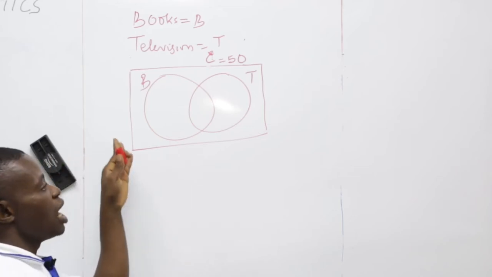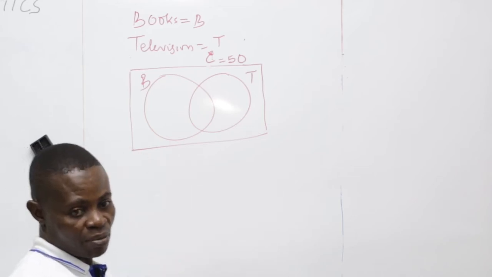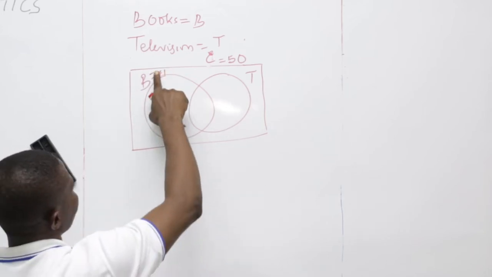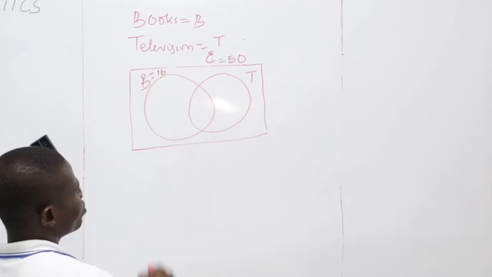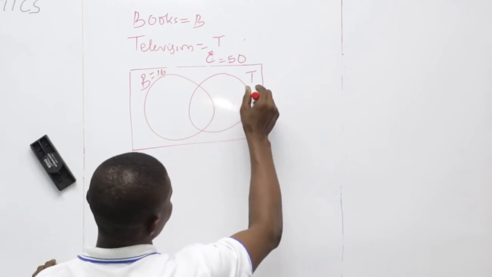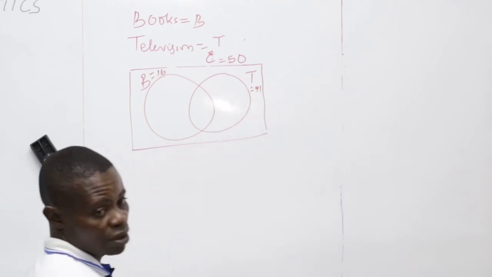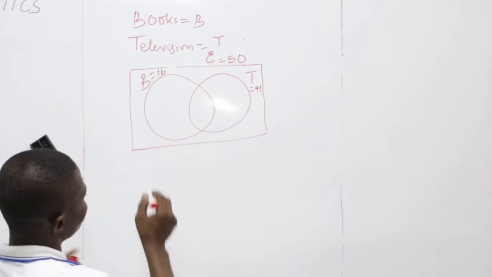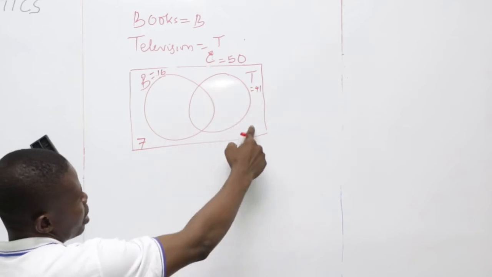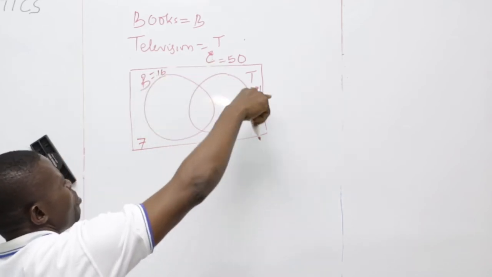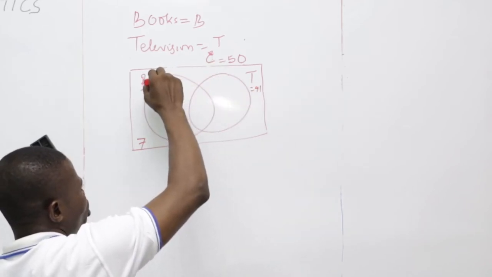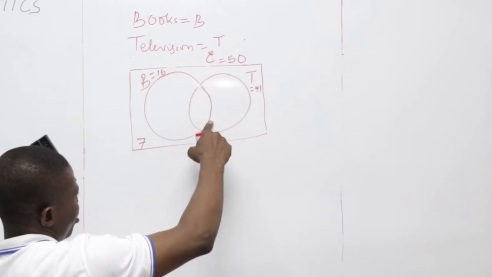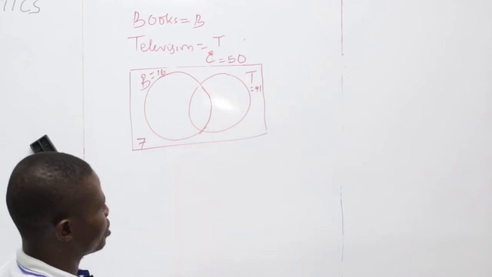Now, how many people are involved in reading of their books? 16, you're right. Those watching television equals 41, you're right. Now, some people said they did neither. That 7 can be here, or if you like, it can be here. It can be anywhere, provided it's not entering into the set of book and television. You are free to fix it anywhere you like.